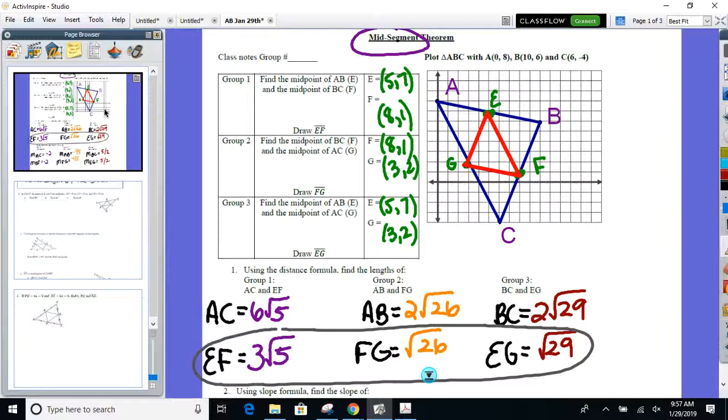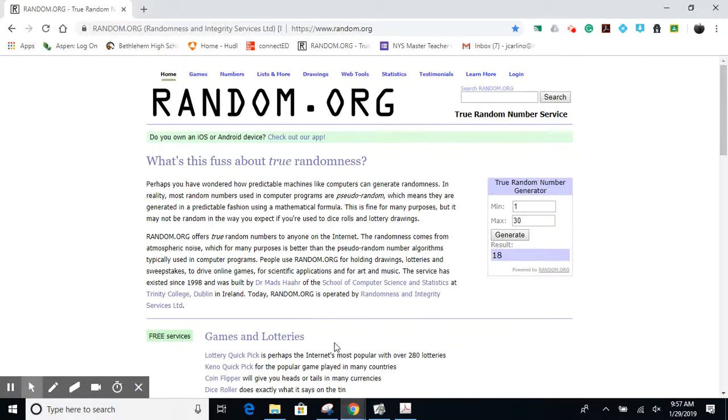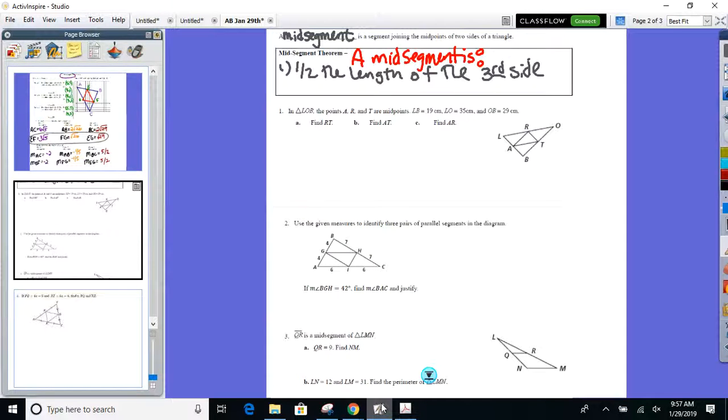So it's half the length of the third side, and what did we just find out by doing the slopes? It is what also to the third side? Parallel to the third side. Nice job. All right, so midsegment, half the third side in length, and also parallel to the third side, and I forgot an L.